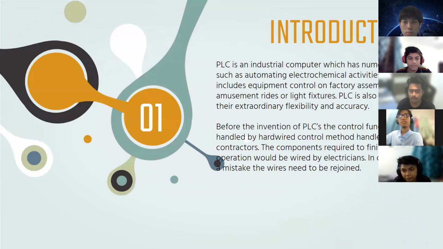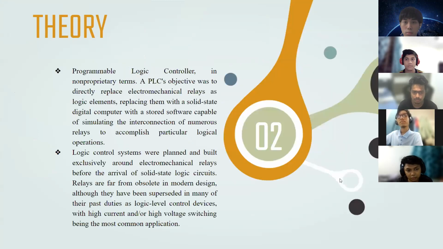Thank you, Aiman. Now I would like to continue with my part, which is the introduction. PLC is an industrial computer which has numerous uses, such as automating electromechanical activities, including equipment control on factory assembly lines, amusement rides, or light fixtures. PLC is also known for its extraordinary flexibility and accuracy. Before the invention of PLC, the control functions were handled by hardware control methods using contactors. The components required to finish an operation would be wired by electricians. In case there is a mistake, the wires need to be rejoined. That's all from my part. Now I'd like to pass to my next group member.